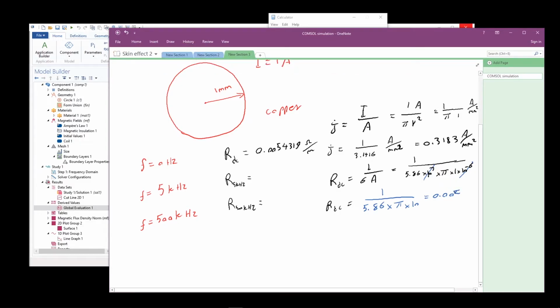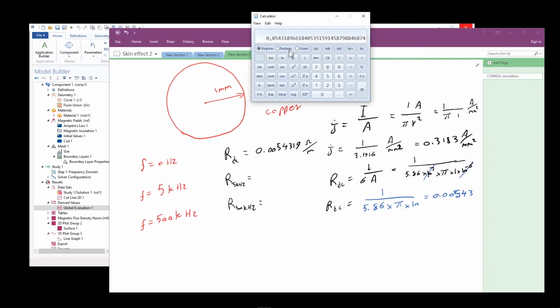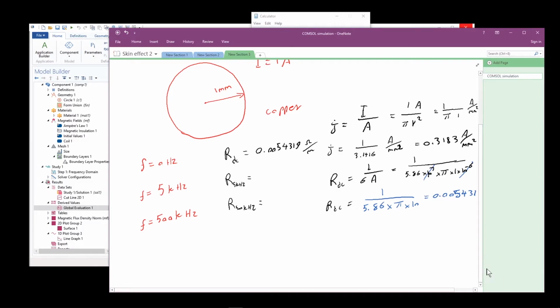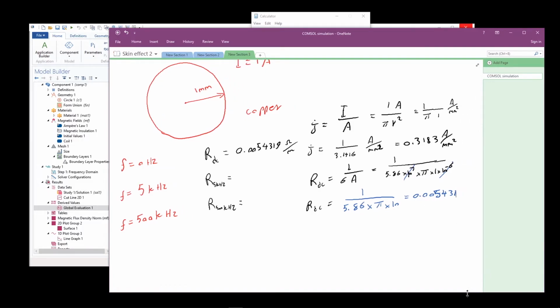0, 5, 4, and then 3. So that is basically what we have here, 0.5431, which is actually ohm per meter. So we can see that the resistance that we calculate is exactly the resistance that we get from COMSOL. So the analytical value is the same.